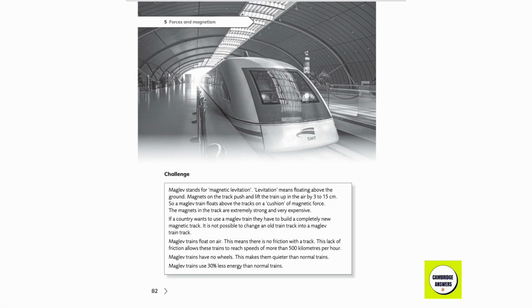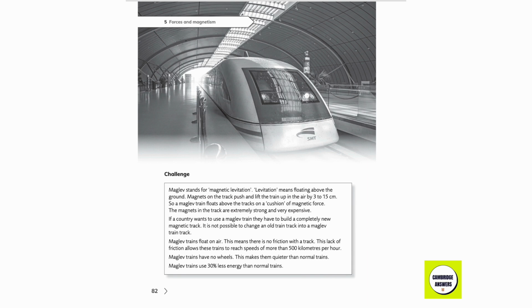Maglev stands for magnetic levitation. Levitation means floating above the ground. Magnets on the track push and lift the train up in the air by 3 to 15 centimeters. So a maglev train floats above the tracks on a cushion of magnetic force. The magnets in the track are extremely strong and very expensive. If a country wants to use a maglev train, they have to build a completely new magnetic track. It's not possible to change an old train track into a maglev train track.